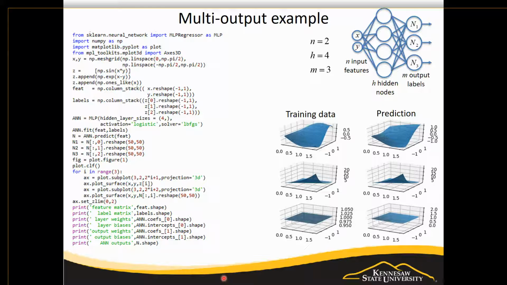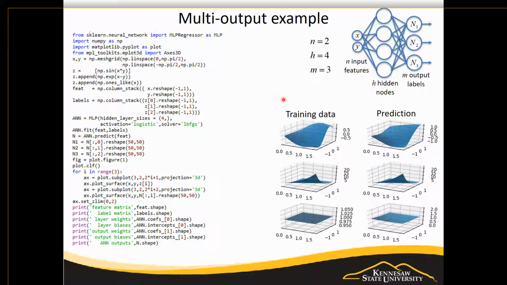So I want it to learn, what is it, cosine, sine of x times y. I want it to learn the exponential of x minus y, and I want it to learn the constant function 1. So I want this to learn 3 2-input problems, 3 3-dimensional problems. So I'm going to have 3 outputs.